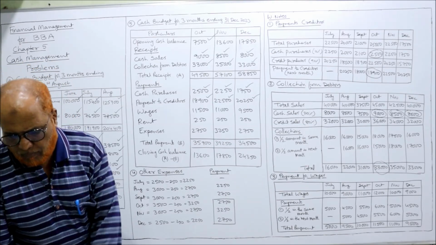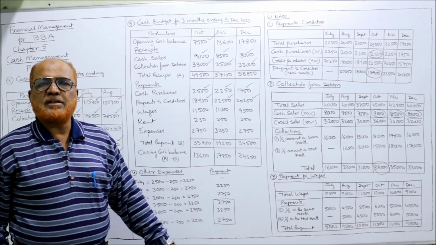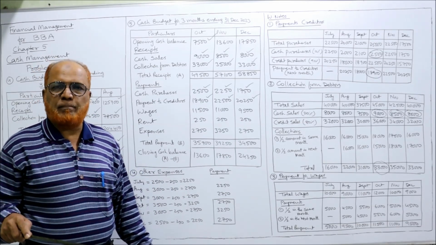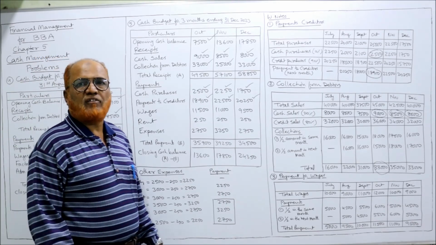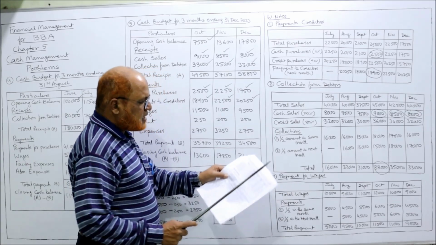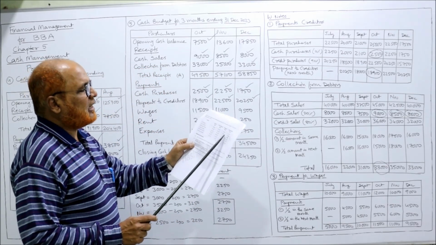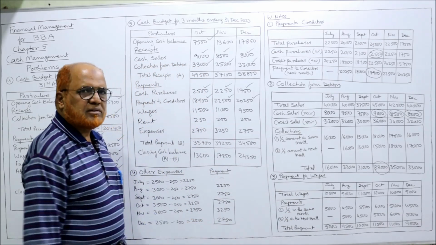It is given in the problem. Wages are paid half a month. That means half wages are paid in the same month. Remaining half wages will be paid in the next month. Half month delay. So here payment of wages. So total wages are given in the problem: 10,000, 9,000, 11,000.